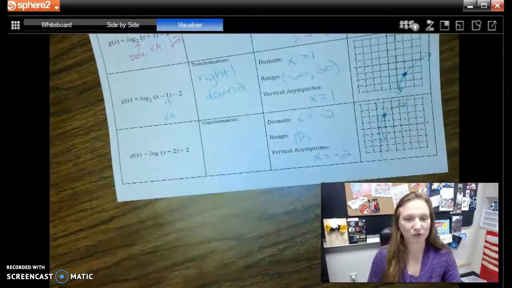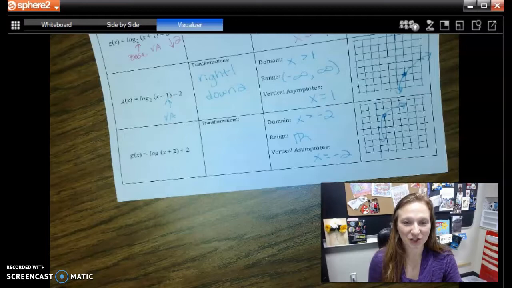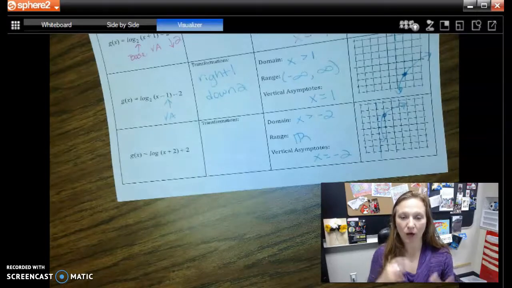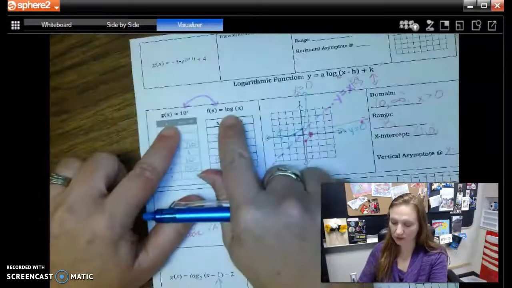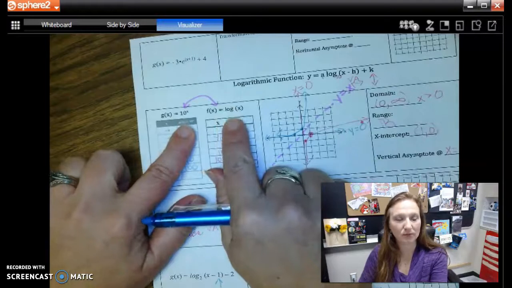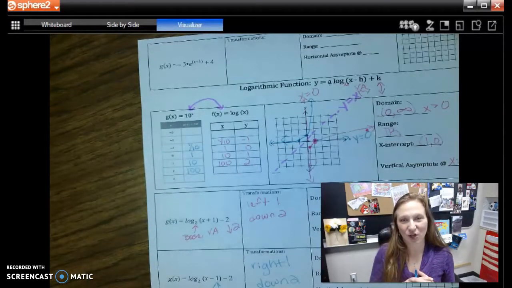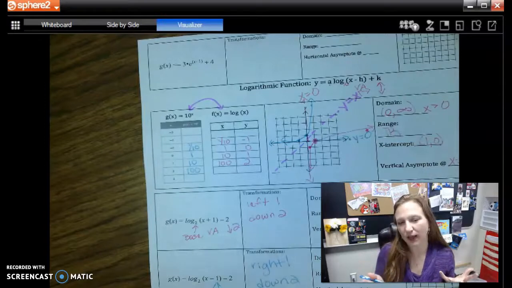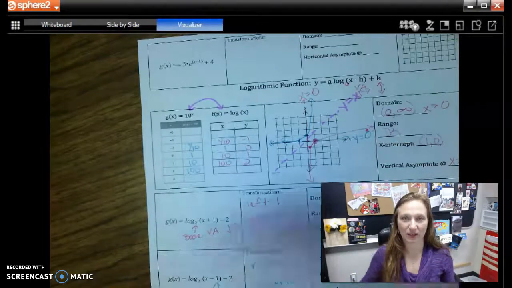So that's a little mini introduction to our log functions that we're going to be diving into this unit a little bit more. We're going to be studying more about how to convert back and forth between log form and exponential form coming up soon, and eventually how to solve equations. So this is just a first glance at what the graph looks like and how it relates to an exponential function.